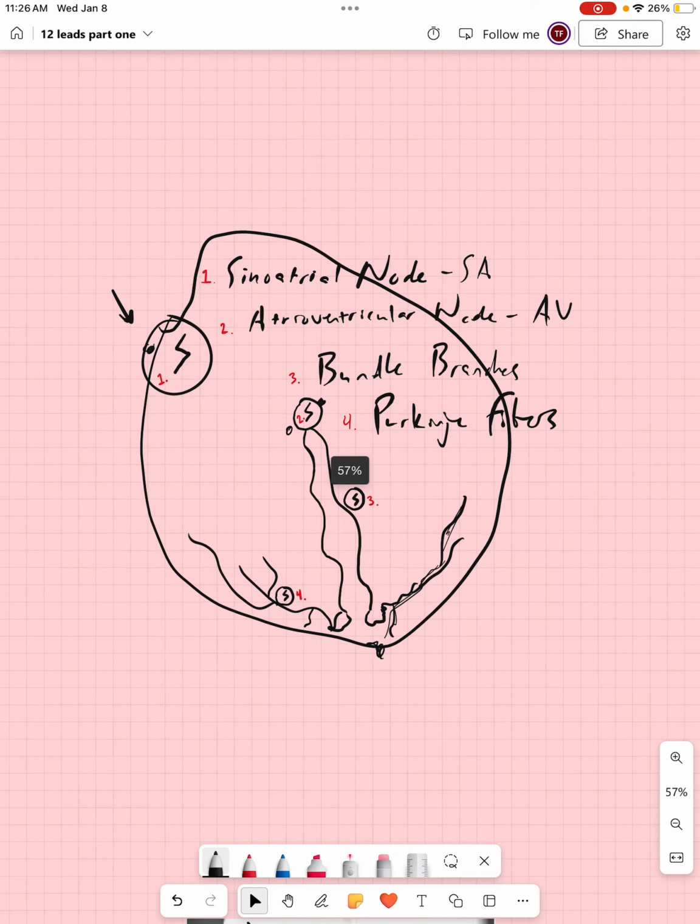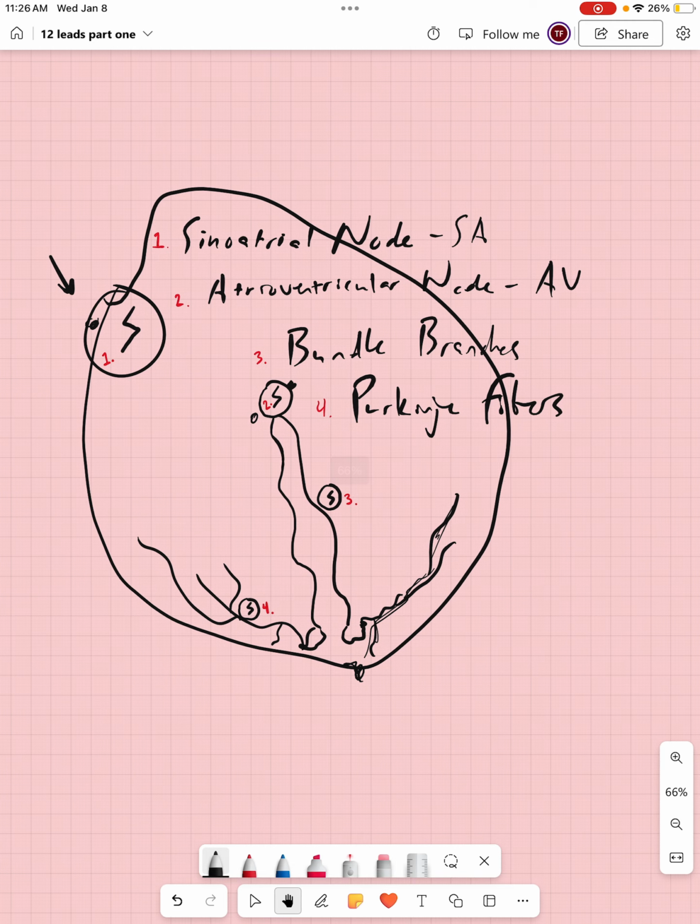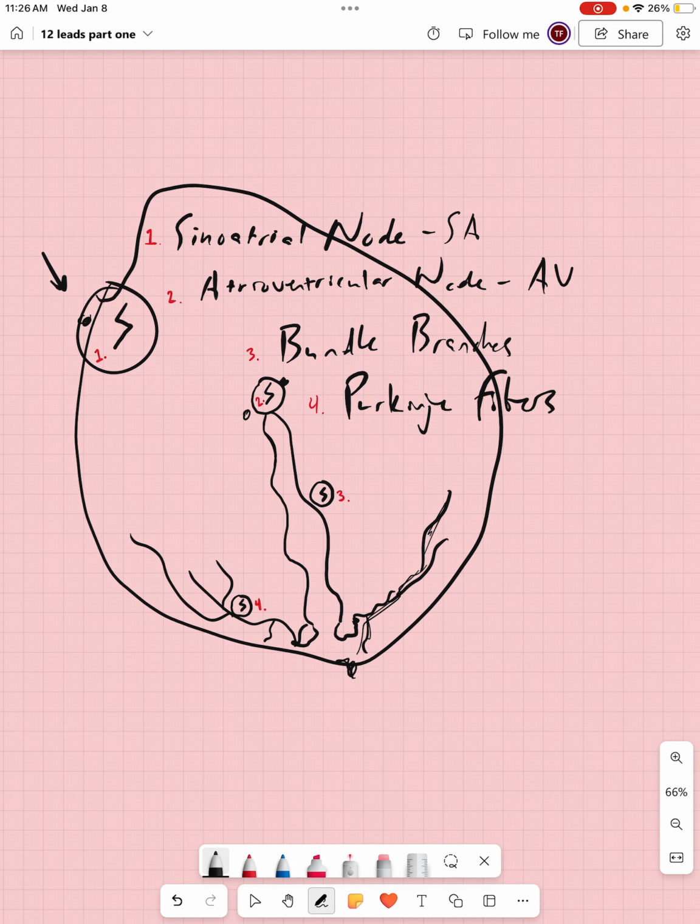So let's start with our sinoatrial node here. Our SA node is responsible for primary electrical conduction of the whole heart. So when the heart beats, it is because a conduction was initiated and sent through the SA node.